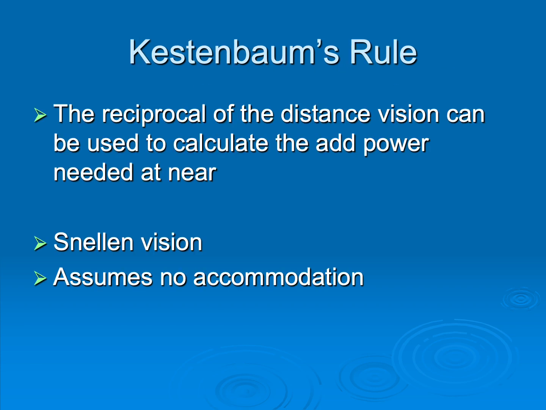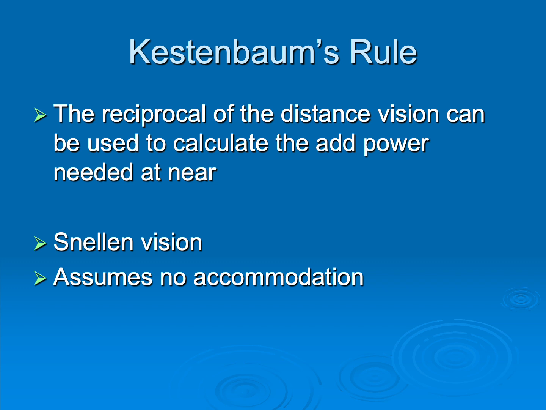Way back in the 1800s, Kestenbaum figured out that if you took the Snellen visual acuity and you flipped it upside down, you could figure out the add that you needed to read the newspaper. In other words, if I measured you at a vision of 20/40 and I flip that upside down so that it's 40/20, 40 divided by 20 is 2. And so you would need a +2 to read the newspaper.